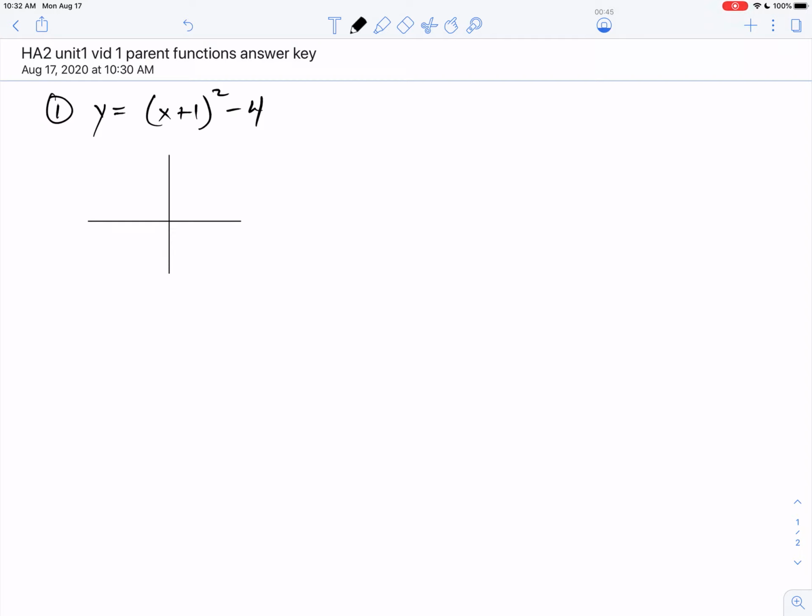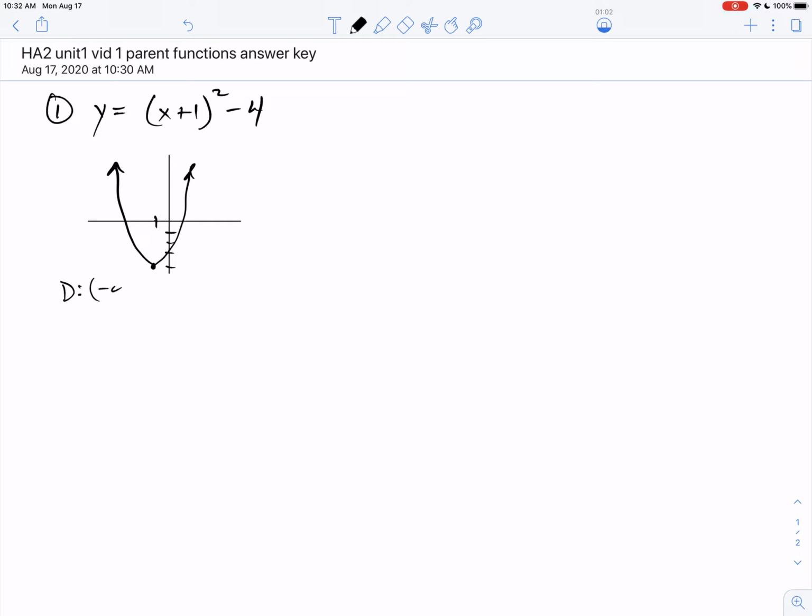So here we go. I'm going to go left 1 unit. I'm going to go down 4. I'm going to put a dot. This parabola opens upward, so I'm going to do this. And as far as your homework goes, this is all I'm looking for.